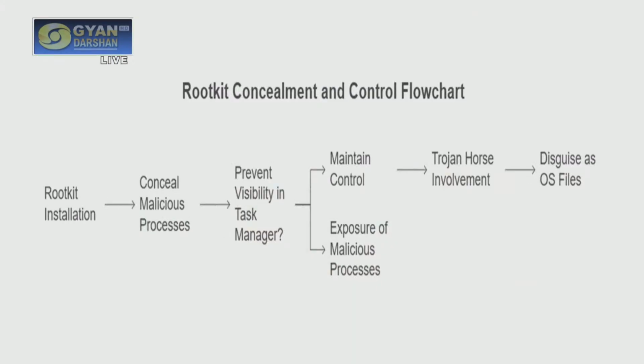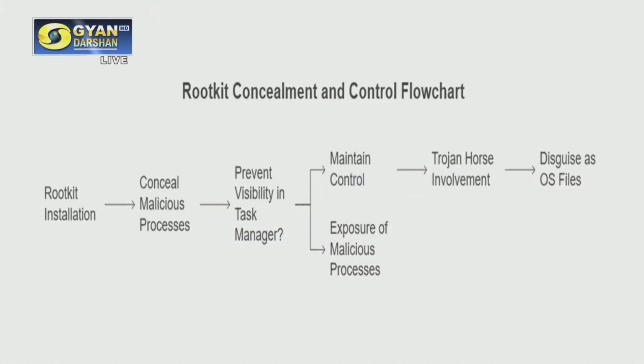Now, rootkit is again a step ahead of Trojan horse, because rootkit installation itself involves the Trojan horse also, and rootkit installation conceals the malicious process and prevents its visibility in the task manager. Many times when the performance of our system is not good, we generally want to see how many processes are running, and we press Control Alt Delete and go to the task manager.